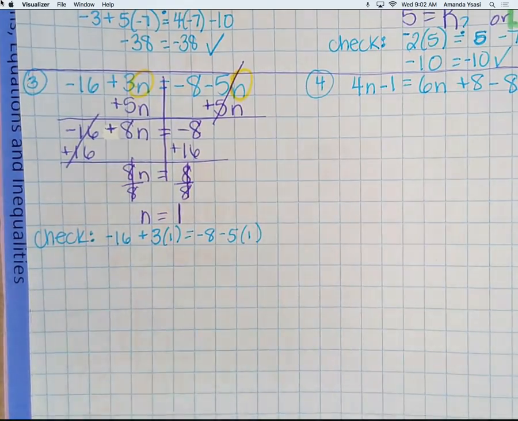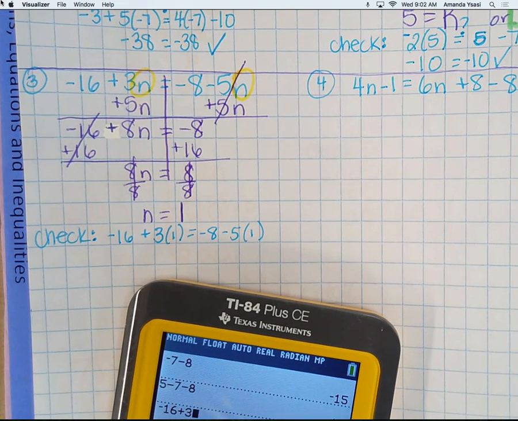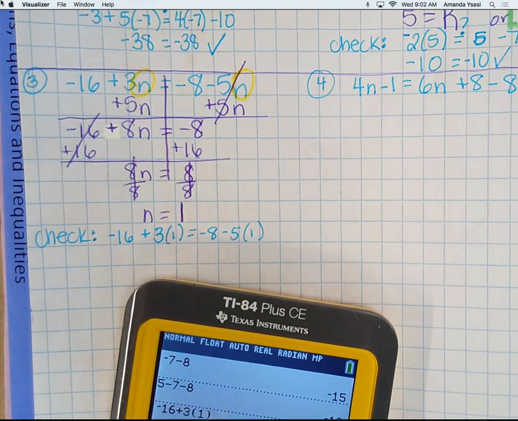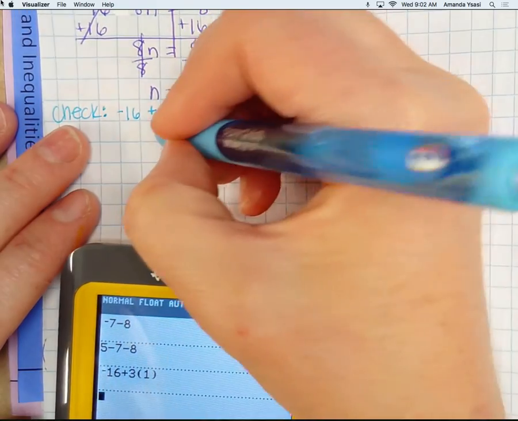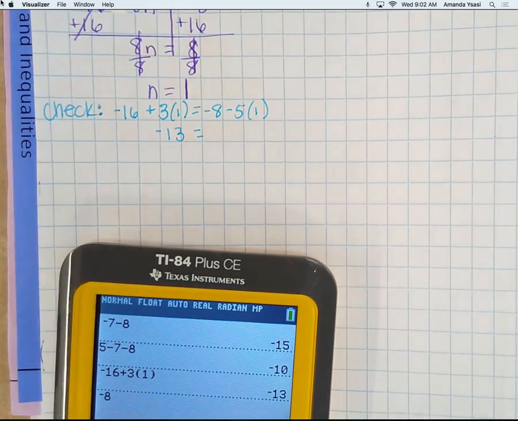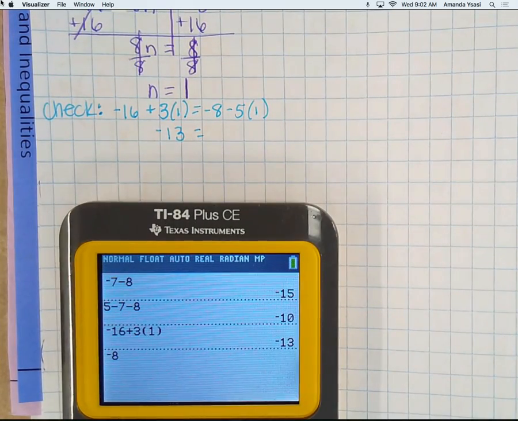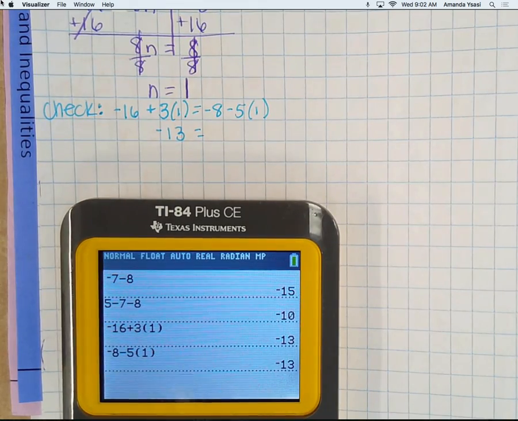You can just put it in the calculator just like that if you want. Negative 16 plus 3. The times 1 isn't going to change anything. So that equals negative 13 equals negative 8. Make sure you put negative 8, not minus 8. And then minus 5 times 1, negative 13.